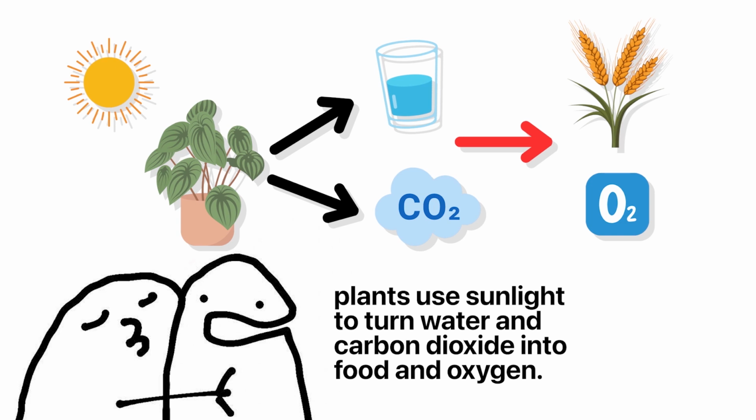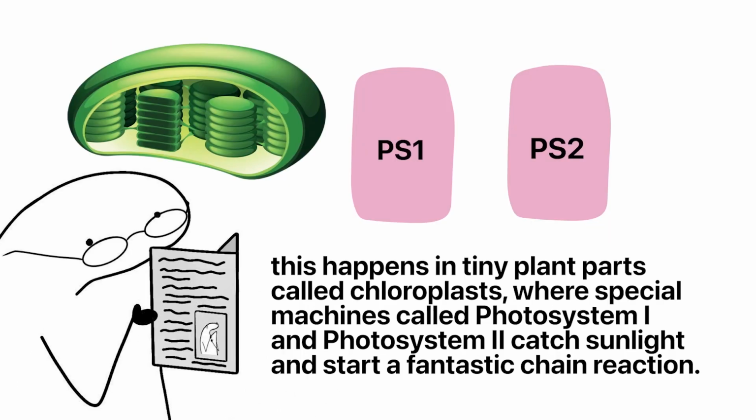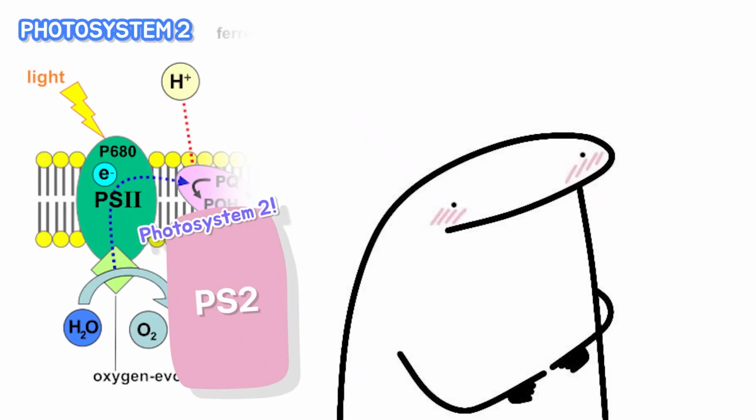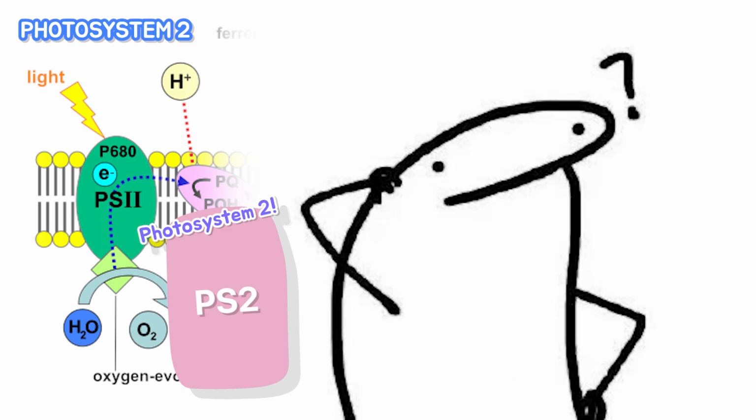For example, proteins. This happens in tiny plant parts called chloroplasts, where special machines called photosystem 1 and photosystem 2 catch sunlight and start a fantastic chain reaction. Let's talk about photosystem 2 first. You might be wondering, why is photosystem 2 first?